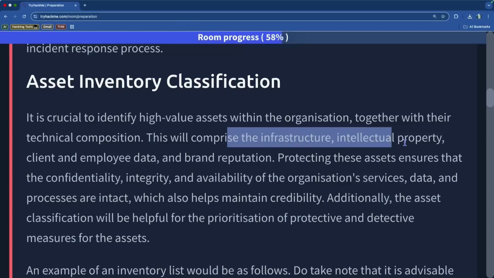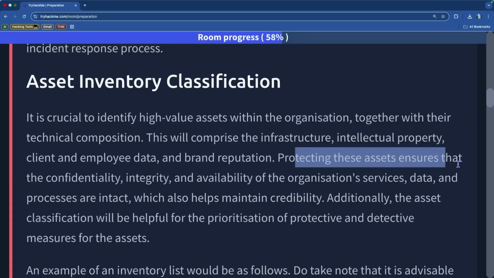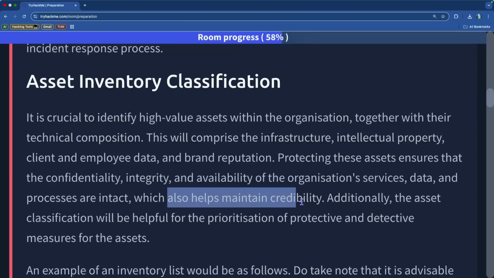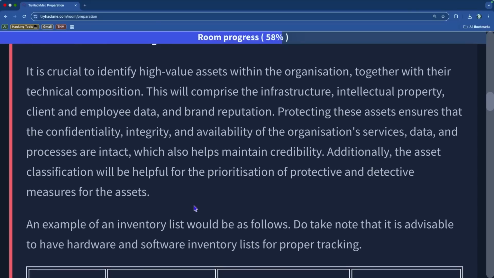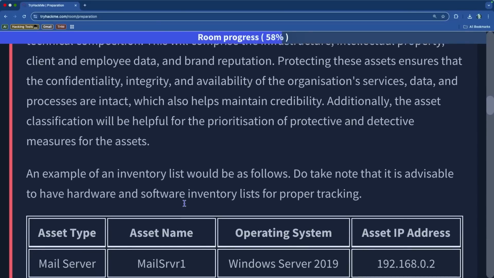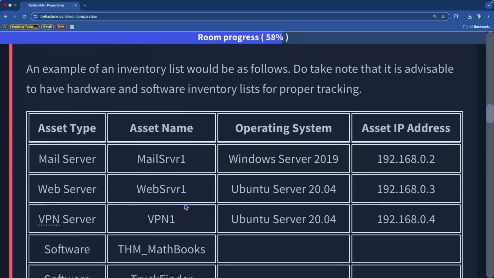So it'll comprise the infrastructure, intellectual property, clients and employee data, brand reputation. Protecting these assets ensures that the confidentiality, integrity, availability of the organization's services, data, and processes are intact, which also helps maintain credibility. Additionally, the asset classification will be helpful for prioritization of protective and detective measures for the assets.